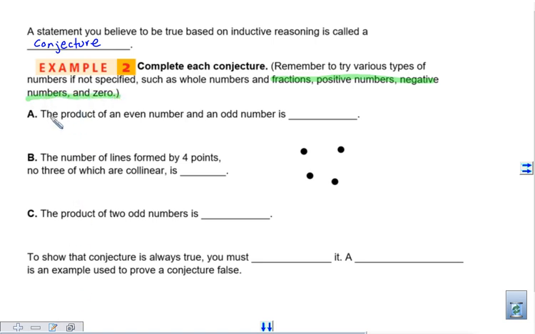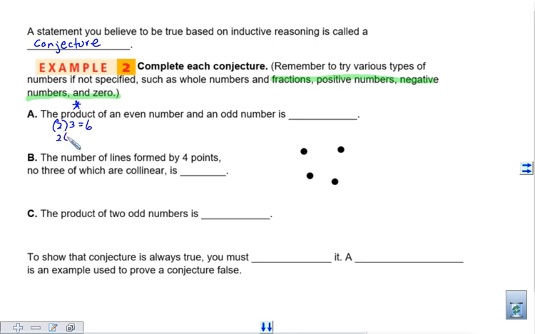So on our first one here, we need to complete our conjecture. The product of an even number and an odd number. So an even number, 2, 4, 6, 8. An odd number, 1, 3, 5, 7. And the product means to multiply. So we're multiplying numbers, an even number and an odd number. So an even number, 2, times an odd number, 3. That gets us 6. And then we need to check for positive and negatives.